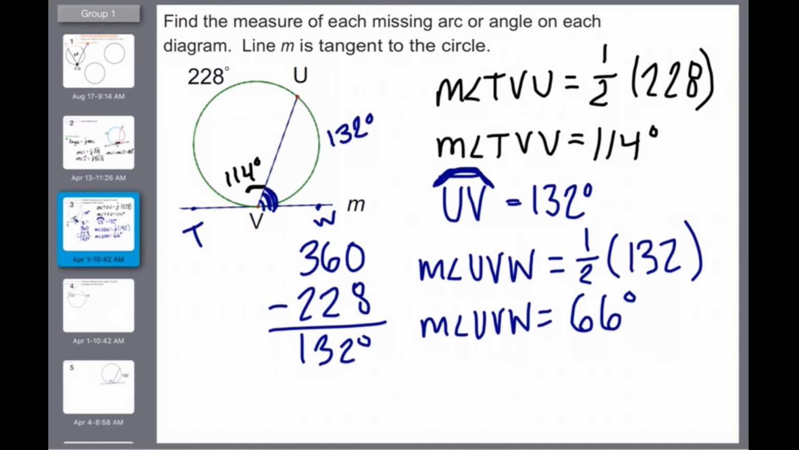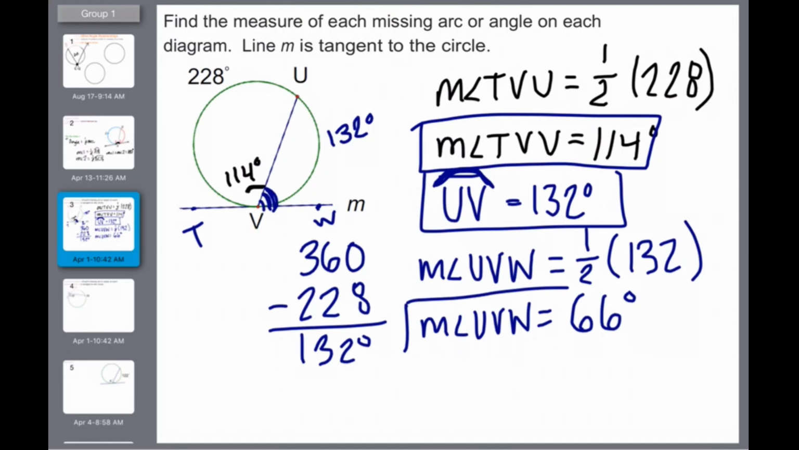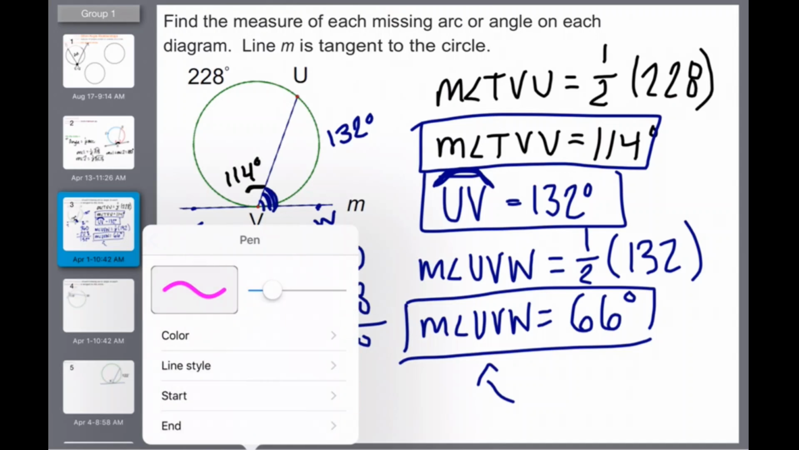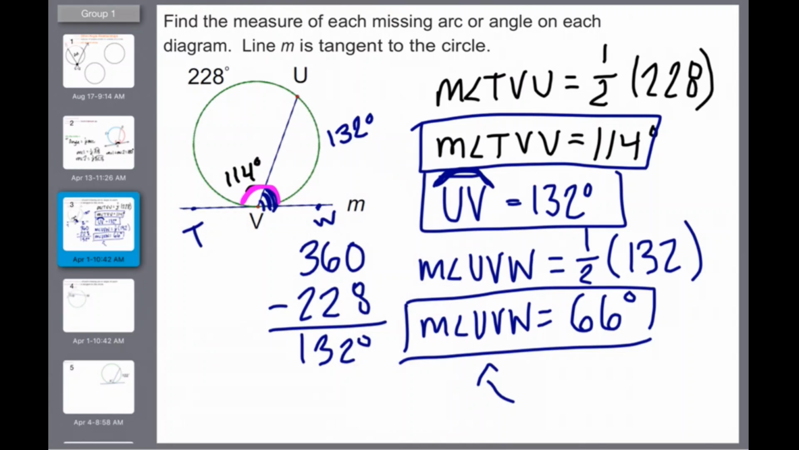All right, so if you want to find the measurement of this angle, another way that you can do that is, like I said before, the angles here add up to 180 degrees, so you could do 180 minus 114, and that would also get you 66 degrees. So you can do it either way.